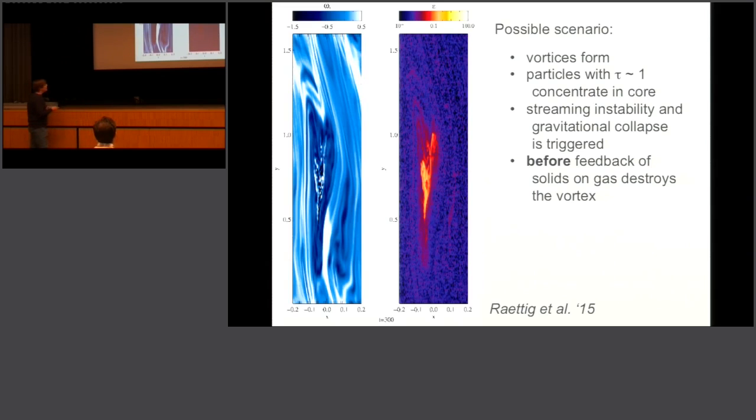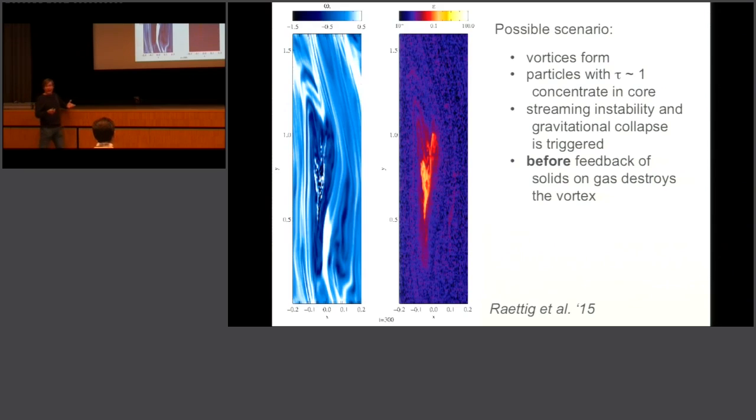Okay, so first of all, it involves having conditions that would be conducive to forming vortices in the first place. If we don't have any planets there initially, that would mean this baroclinic instability is operating to produce vortices from the background entropy structure in the disk. And then within those vortices, particles of the right stopping time, maybe a stopping time of 1 or 0.1, roughly speaking in that range, will start to concentrate strongly in the core.